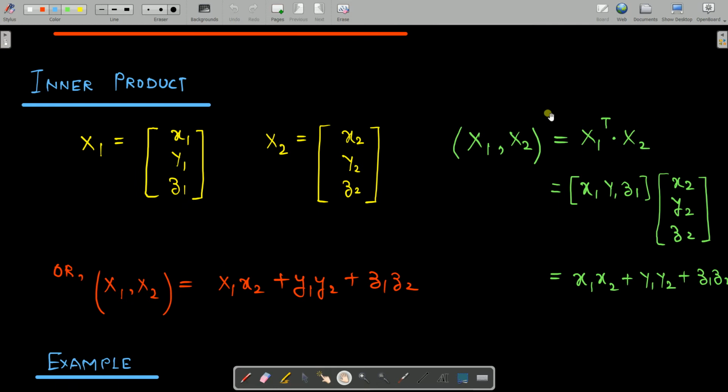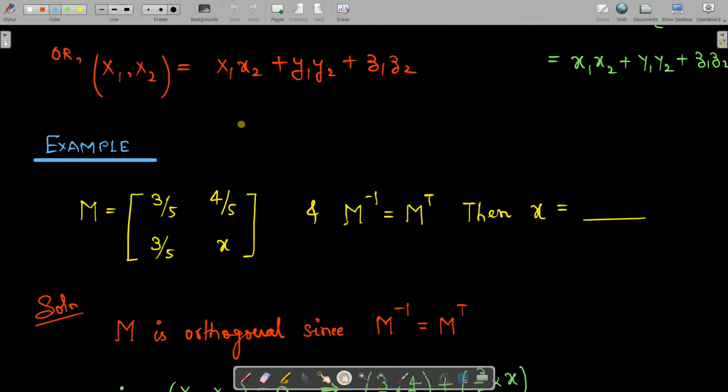You need not do all this in a shortcut or indirectly. What you need to do is take this element and multiply it with the corresponding elements and add all these elements. So here, for x1, x2 inner product, if you are interested, then simply do x1 into x2 plus y1 into y2 plus z1 into z2. So this is quite easy.